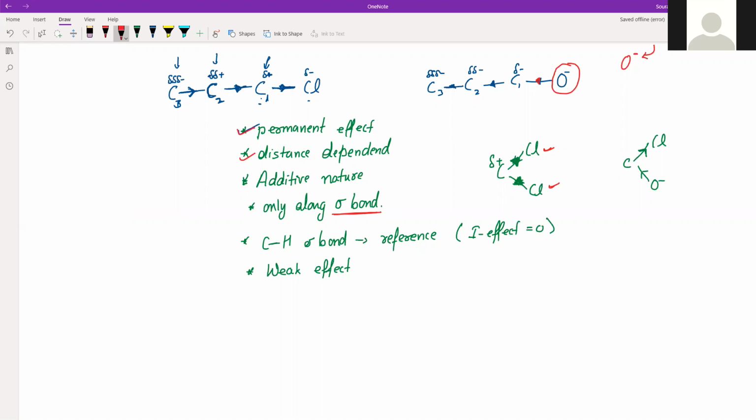Why is it a weak effect? Because sigma bond electrons are strongly held in the bond, right? So it is difficult to move the sigma bond electrons. That's why this is a weak effect.